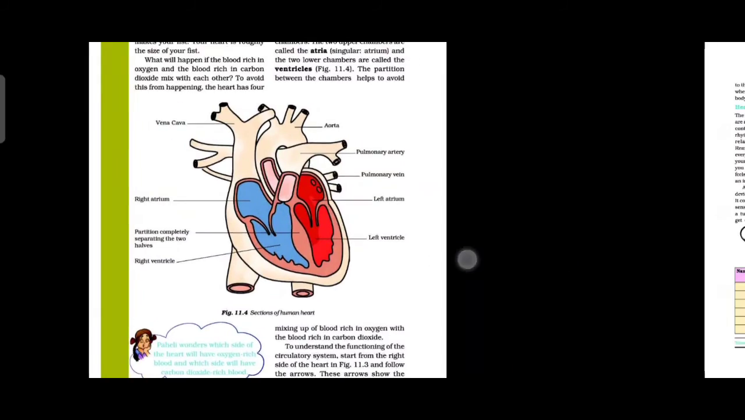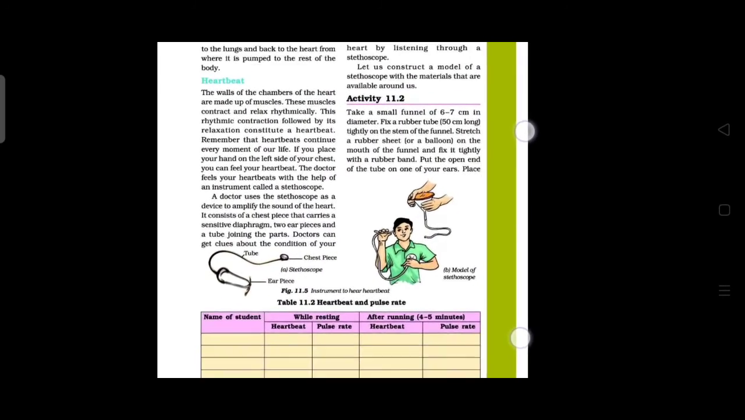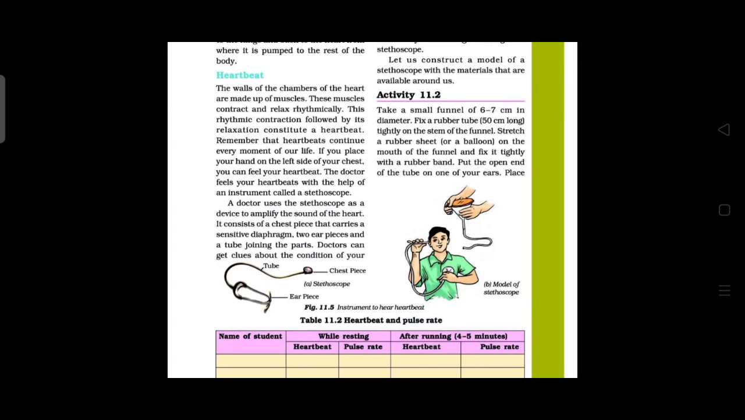Then the next topic is heartbeat. The walls of the chambers of the heart are made up of what? Muscles. These muscles contract and relax rhythmically. This rhythmic contraction followed by its relaxation constitutes what? The heartbeat. The muscles contract and relax. These contraction and relaxation are called the heartbeat.